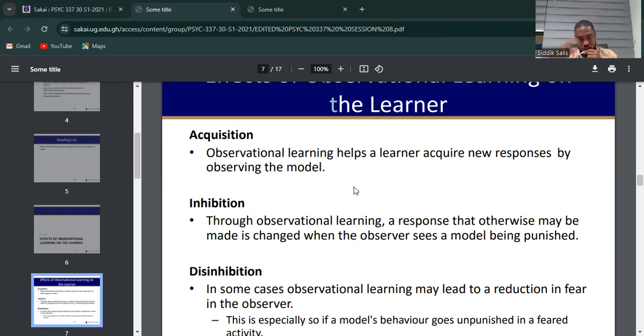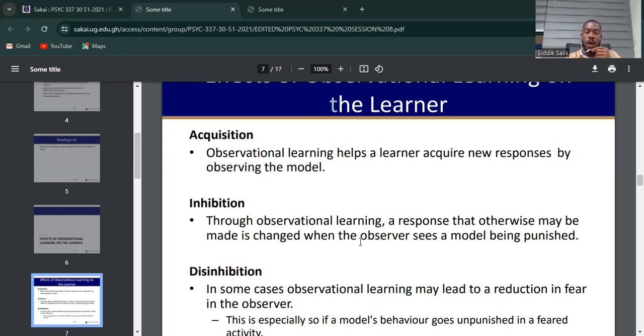Now you can end the story yourself. Imagine you saw this person and you also want to follow the convoy, and what happened to him? Let's even say you were watching a movie and this guy used to follow any convoy just to beat the traffic, and then this is what has happened to him in the news. If you take your car and you are in the traffic, you inhibit that behavior. So through observational learning, a response that otherwise may be made is changed when the observer sees a model being punished.